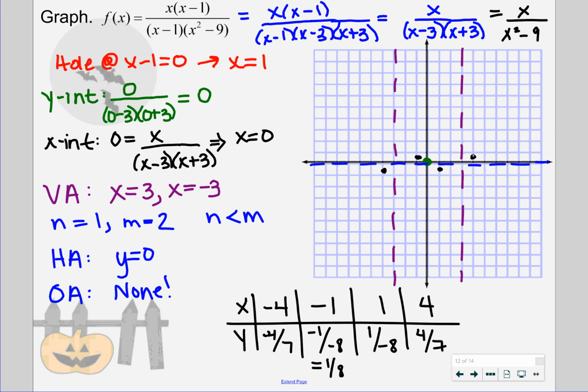Now here's what these graphs will usually look like. And when I say usually, I mean 99% of the time. Occasionally there's going to be a weird one, but we're not going to know that anyway when we're just sketching it.